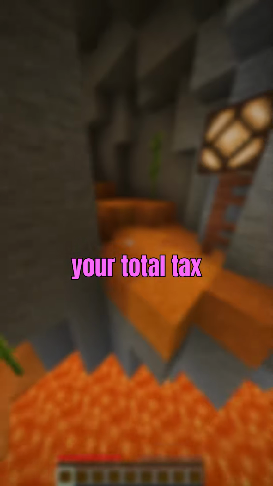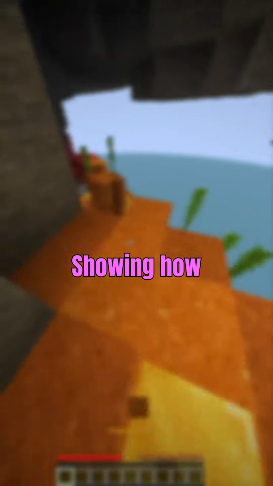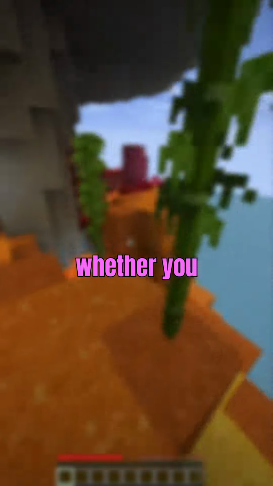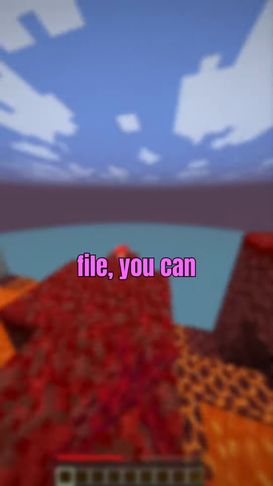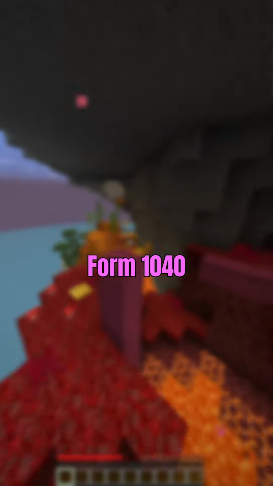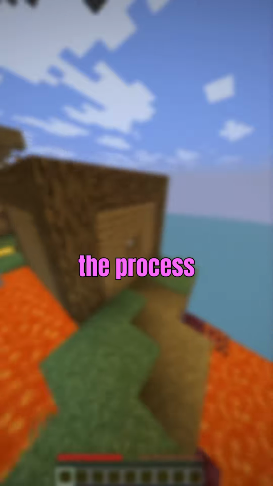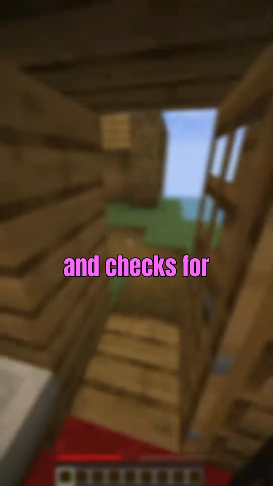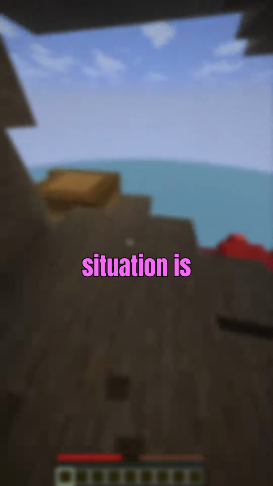Once you've calculated your total tax owed and compared it to the amount already withheld from your paychecks, shown on your W-2, you'll determine whether you owe additional tax or are entitled to a refund. To file, you can complete the appropriate version of Form 1040, either manually or using tax preparation software, which walks you through the process step by step and checks for errors. You may also hire a certified public accountant or enrolled agent if your financial situation is complex.